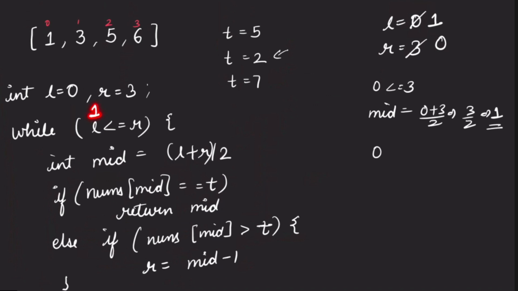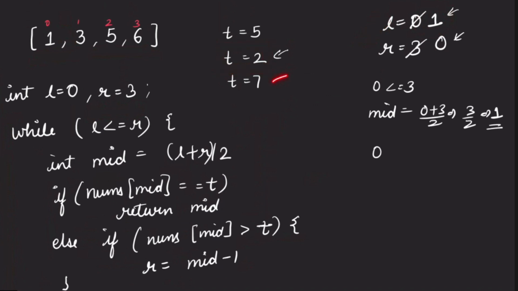Now L is 1 and R is 0. So is 1 less than or equal to 0? No. So this loop will stop. We will come out of this loop. And when we came out of this loop, L had the value 1 and R had the value 0. Now if you see here, if 2 would have been present in this array, then at what index would it be present? 2 would be present at index 1, right? And if you see here, our variable L is pointing to index 1 only, right? So can we say that when we get out of this loop, whatever is the index in L will be the index where our target would be present.